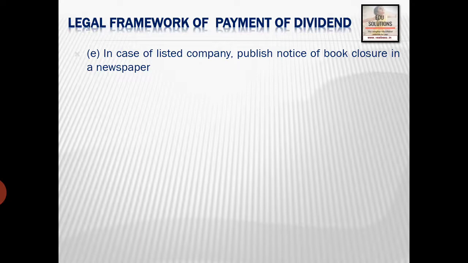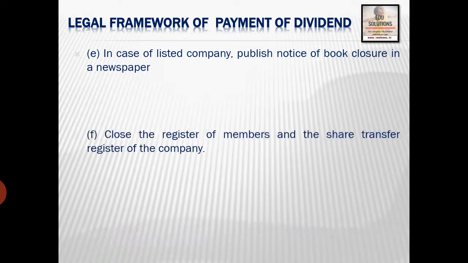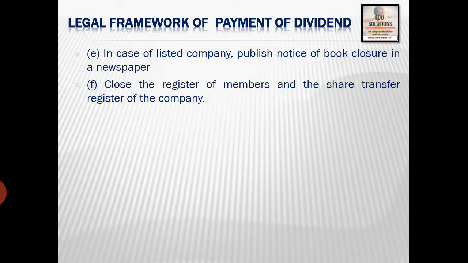Then next, in case of listed companies, publish notice of book closure in the newspaper. If it is a listed company, the book closure date should be notified. Then close the register of members and share transfer register of the company. നമ്മൾ ഷെയർ എന്നും ട്രേഡ് ചെയ്തുകൊണ്ടിരിക്കുകയാണ്. അപ്പോൾ ആ ട്രേഡ് ചെയ്യുന്ന സമയത്ത് നമുക്കൊരു ക്ലോഷർ ഡേറ്റ് ഡിക്ലെയർ ചെയ്യുക, അന്ന് ക്ലോസ് ചെയ്യുക.